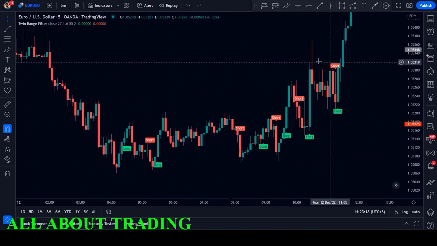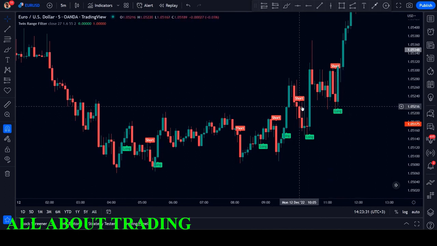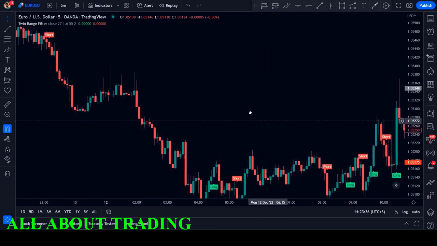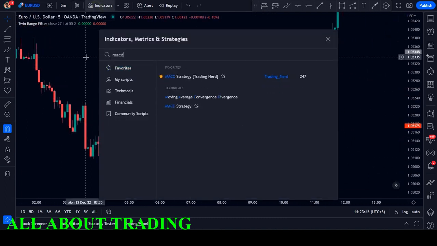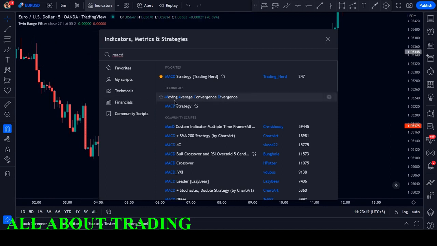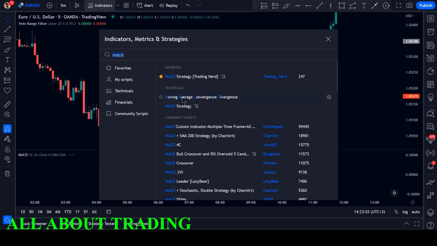So this indicator will be our entry confirmation indicator. When it prints a long signal, we buy. When it prints a short signal, we sell. Pretty self-explanatory. Now for the second indicator, head back to the indicators tab and type in MACD. Be sure to select this one that says moving average convergence divergence.